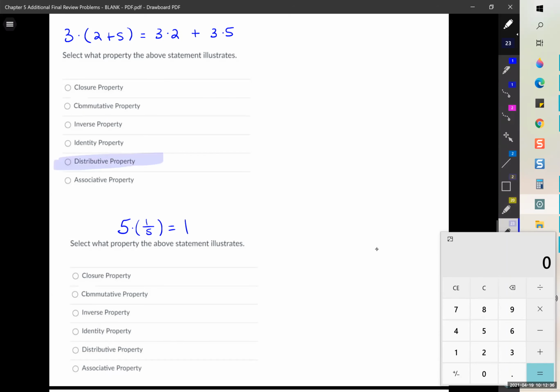Whereas our next one is saying something times something equals 1. And if we remember back from this section, 1 is the multiplicative identity. So that would be showing the inverse property. The idea that if you start someplace, you can multiply by something to get back to the identity.